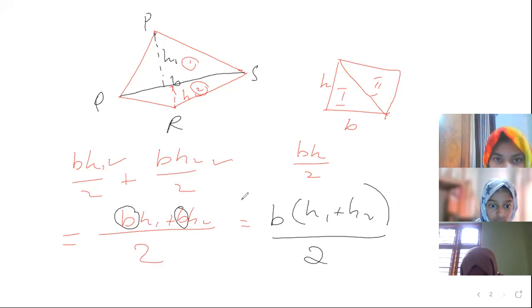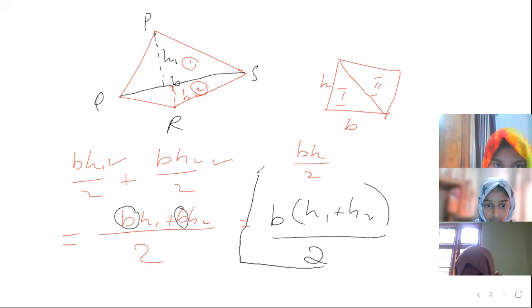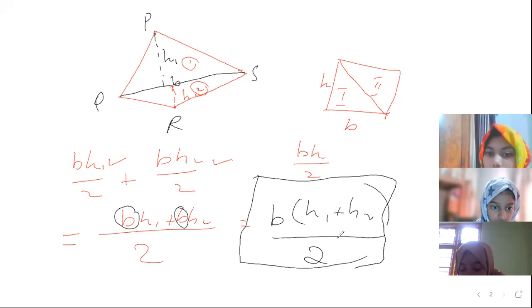Triangle formula we know. We made the quadrilateral into two triangles. We took the perpendicular heights, the base is the same, one diagonal. You are getting a beautiful formula. This you have to remember: base into the sum of the altitudes, H1 plus H2, by 2. This is the formula. Area of a quadrilateral is B into H1 plus H2 by 2.